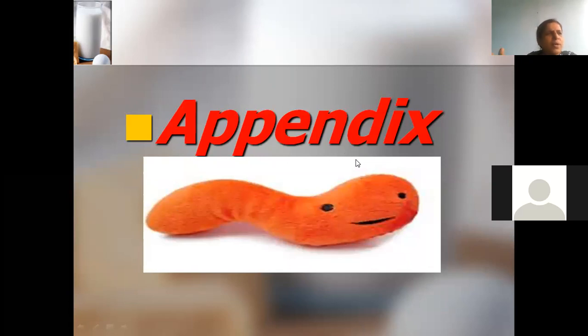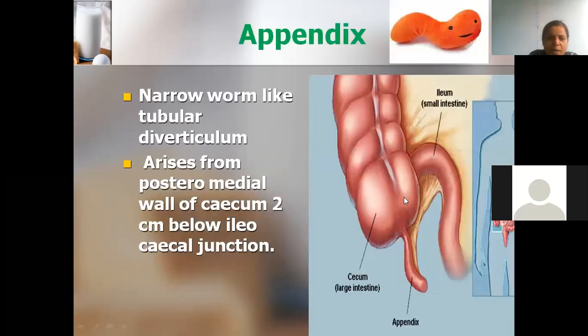Cecum and appendix together can come as an essay, or they may come separately also as an essay. That's why I'm taking two topics. Now the appendix, this is the appendix. A narrow, earthworm-like tubular diverticulum, which is coming from the cecum. It arises from the posteromedial wall of the cecum 2 centimeters below the iliocecal junction. This is the iliocecal junction, and 2 centimeters below we have this appendix.